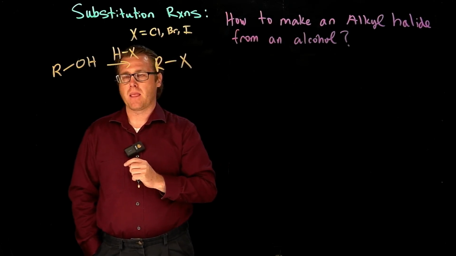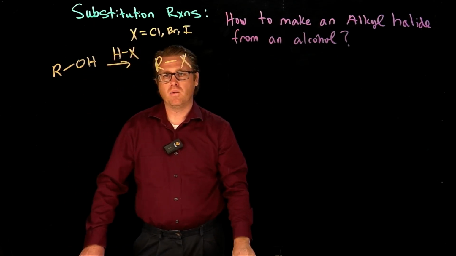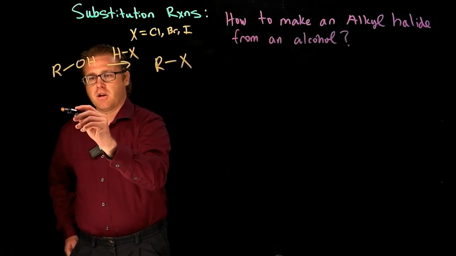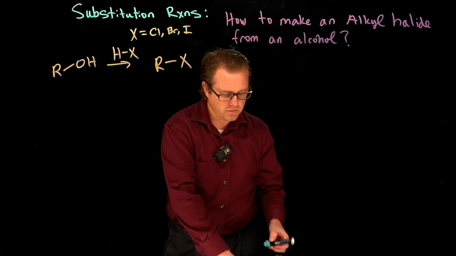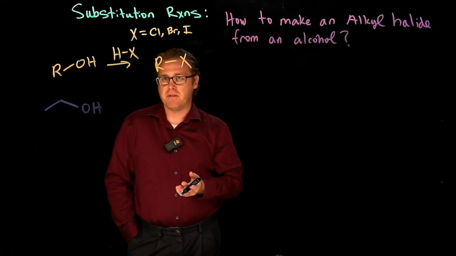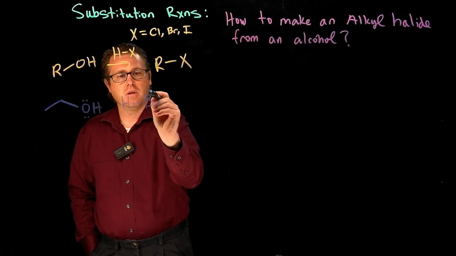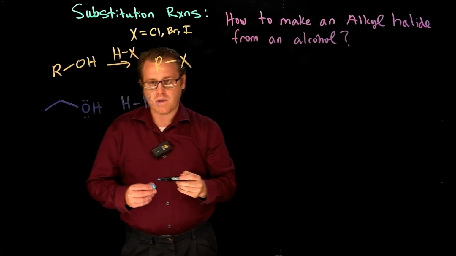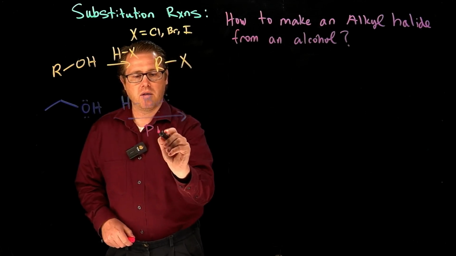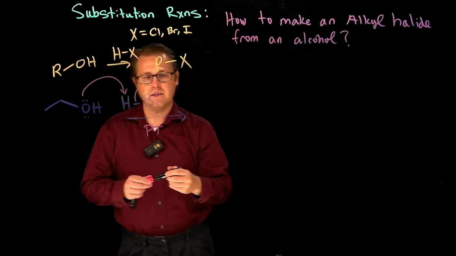And the alcohol is going to determine what type of mechanism we are going to invoke. So let's start off with the primary alcohol, like so, ethanol, and we treat it with HBr. What's the first step in this reaction? This is going to be a proton transfer because HBr is an acid.